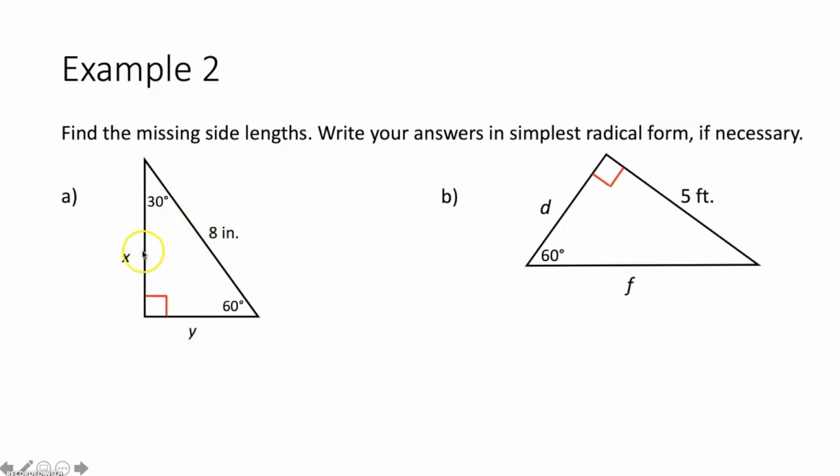And the length of the longer leg, the side that's opposite the 60 degree angle, is equal to rad 3 times the length of the shorter leg, the side that's opposite the 30 degree angle. So the question is, when there's two unknowns like this, which variable do you solve for first?